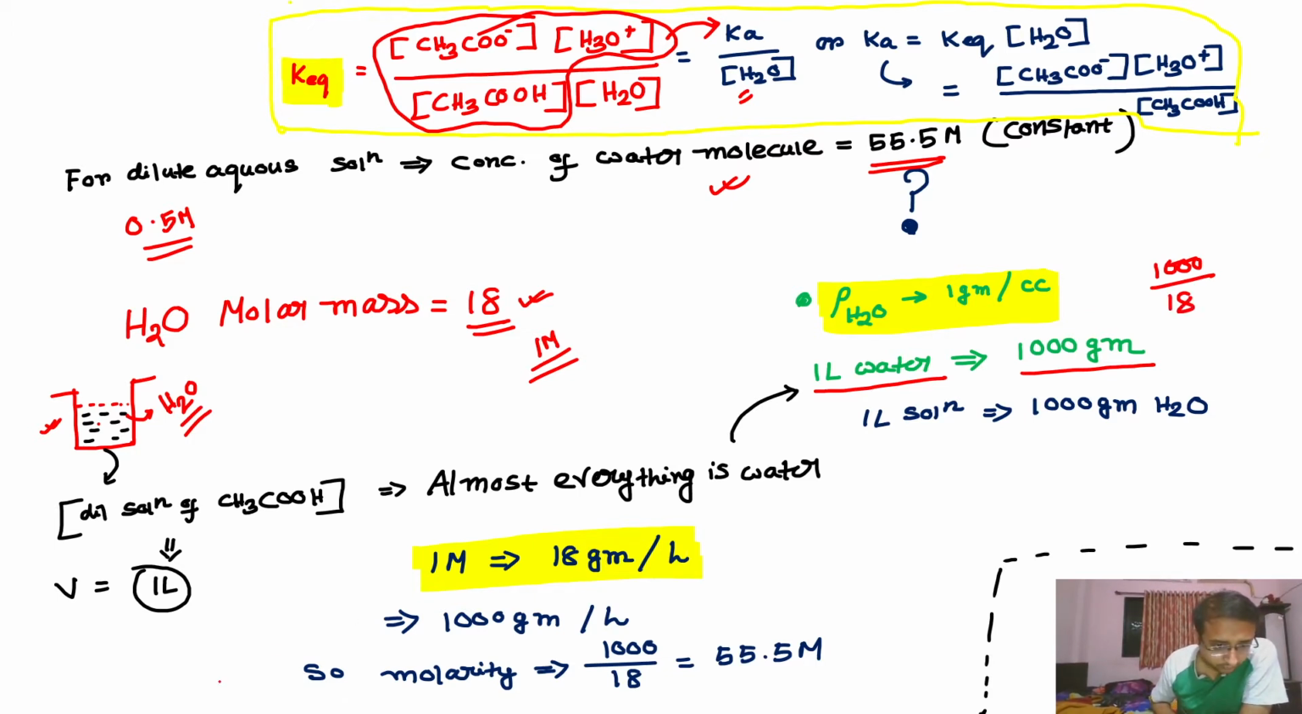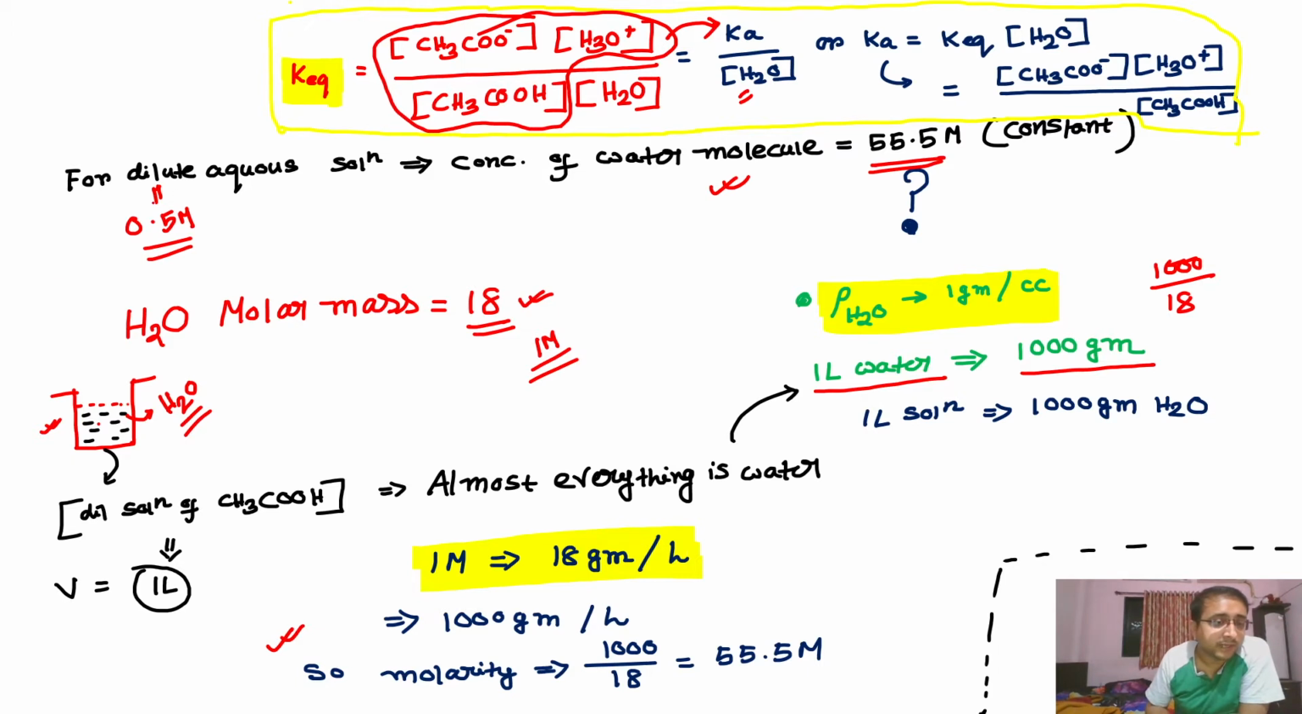That's why, for a dilute aqueous solution, the molarity of water is equal to 55.5 molar, that is 1000 divided by 18. So we say that the concentration of water molecules will be 55.5 molar. Now you have to be very cautious: when we say this, we are also adding that we are talking about a dilute aqueous solution, not a highly concentrated solution.